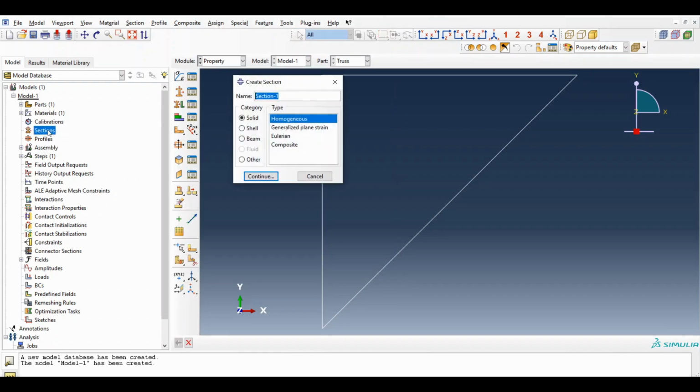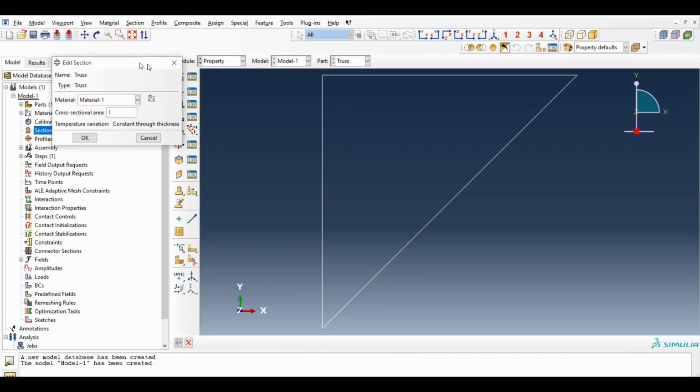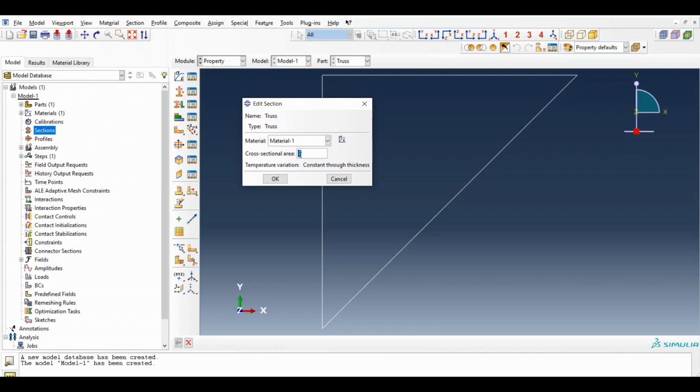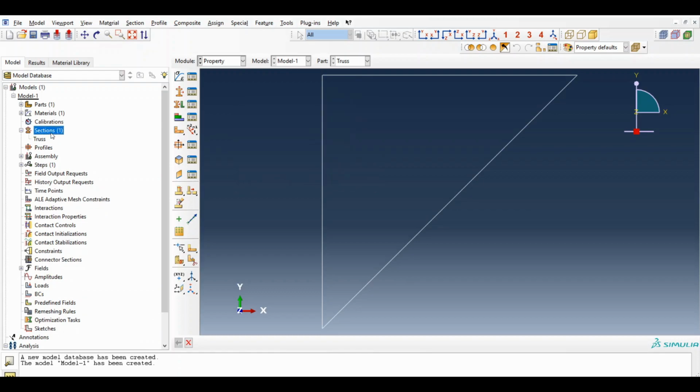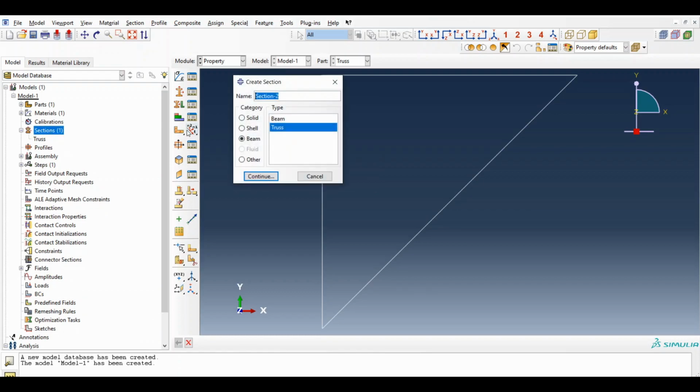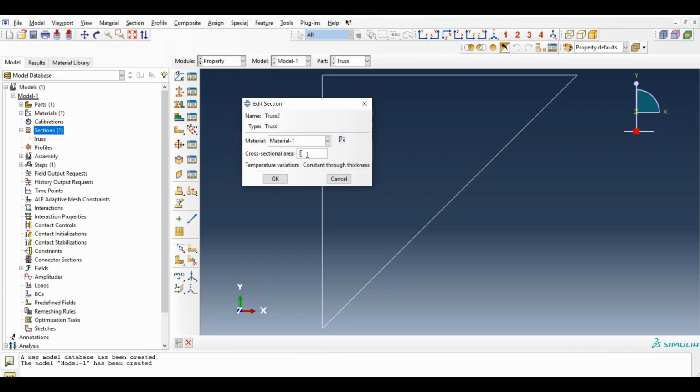While making sections, go to beam and you can select truss. And we can make this one 600 millimeters square. Again, we have to make another section which is truss 2, which is a truss. So change the area into 600 root 2, that is 848.52 millimeters square.